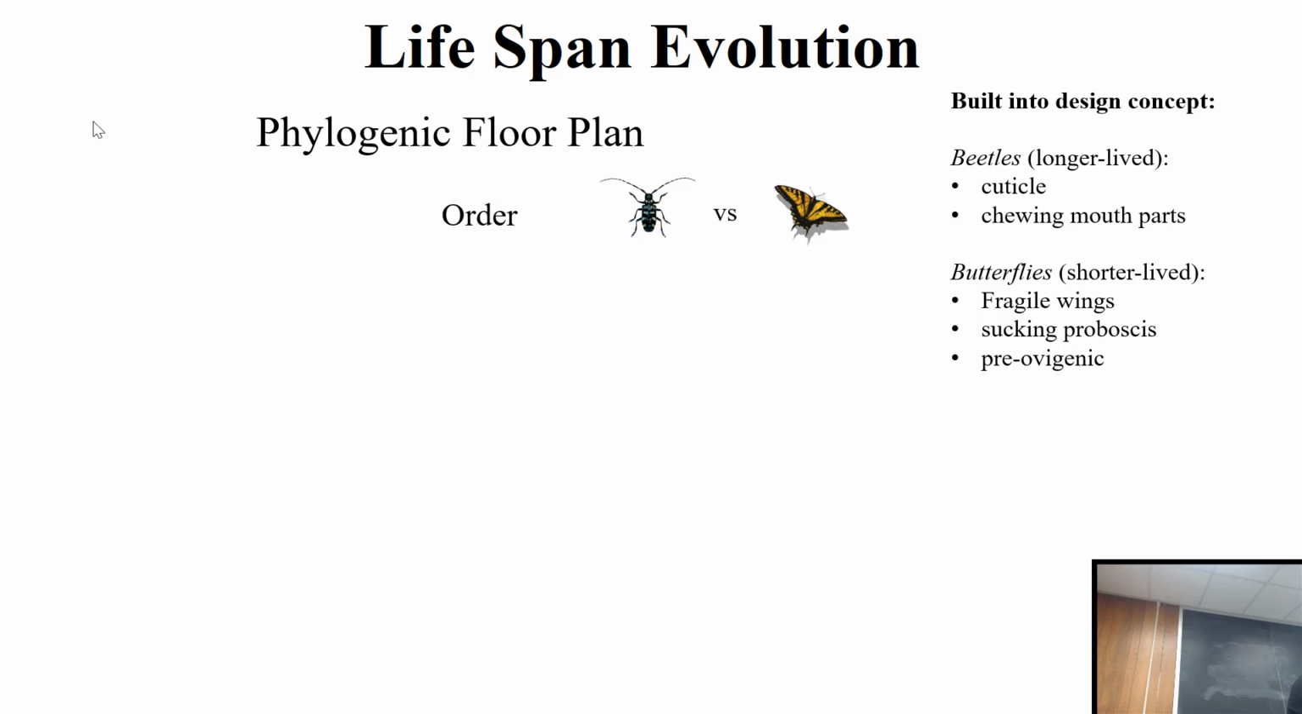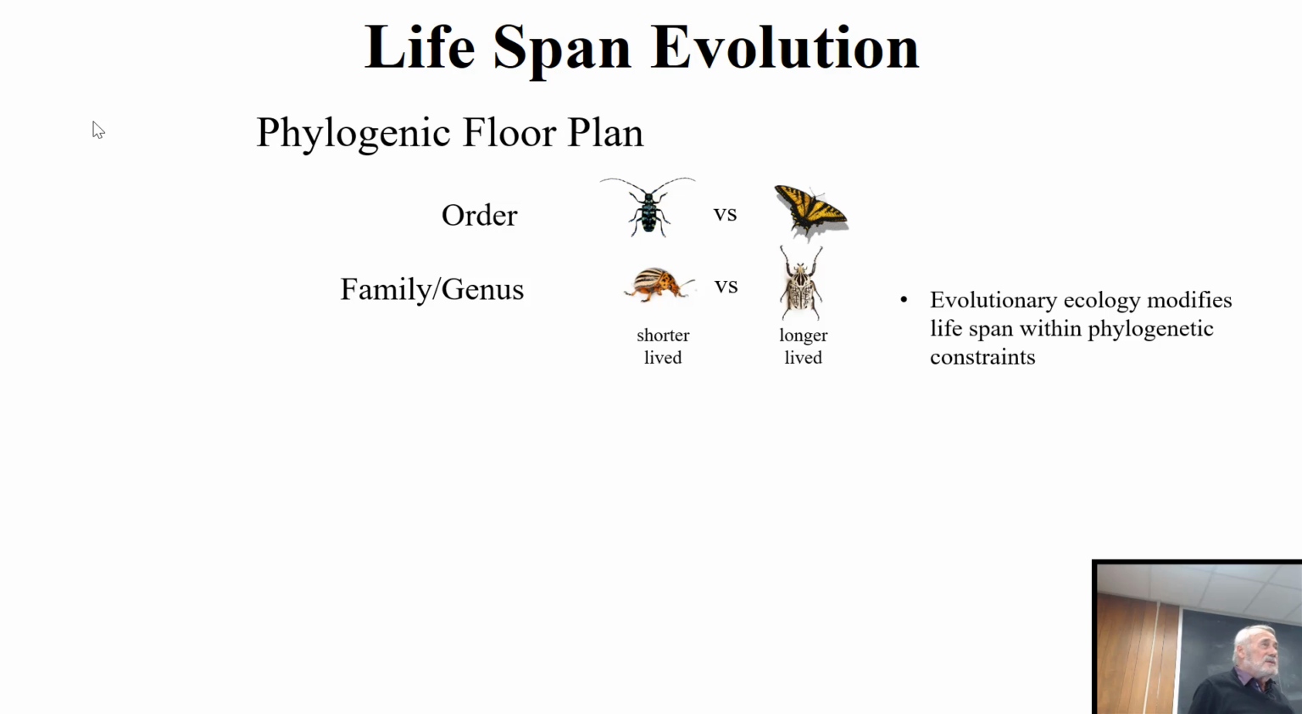Now you can have variation within each one of these, of course, but nonetheless, that's a starting point, this floor plan. So with the beetles, you'd have cuticle, you'd have chewing mouth parts that are longer lived. Butterflies have fragile wings and a sucking proboscis, so they can just go get some nectar and so forth, and they're pre-ovogenic, that is, they already have their eggs. And you can get butterflies that may live a year, some species, but you're not going to get 10 and 15-year butterflies. But you can get long-lived beetles, maybe 3 to 5 years or so, okay?